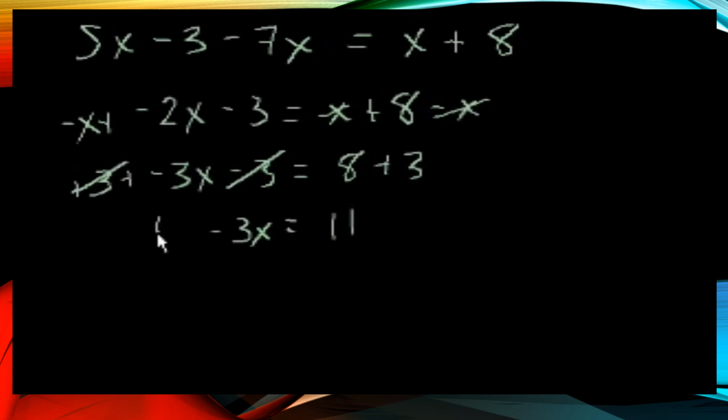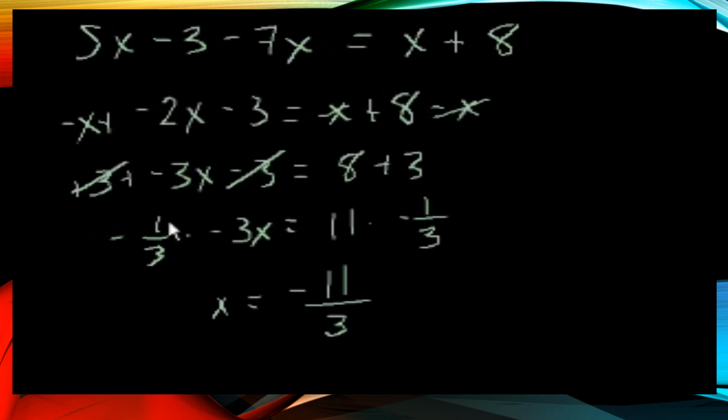Now you just multiply both sides by negative 1/3. And once again, this is just the same thing as dividing both sides by negative 3. And you get x equals negative 11 over 3.